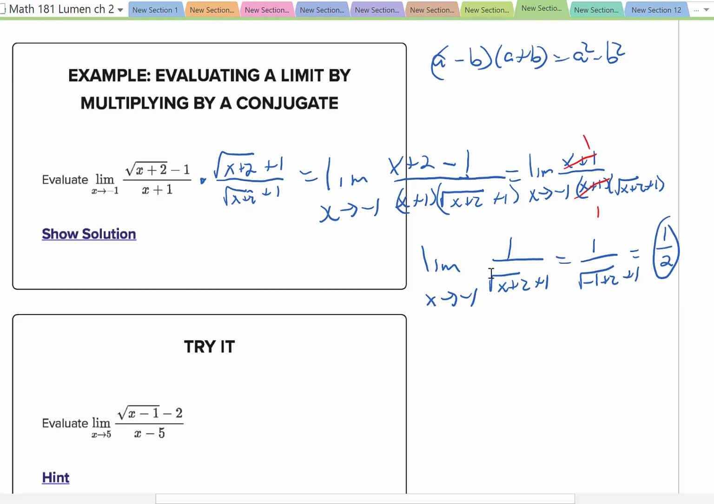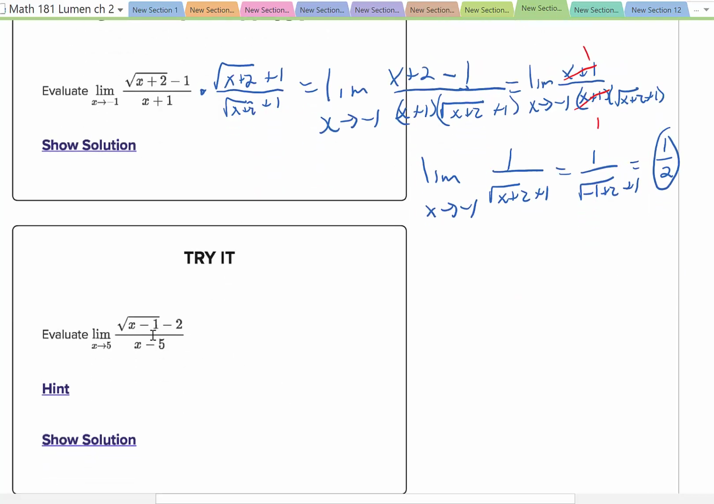Okay, let's try another one like that, where we're going to deal with having a conjugate. And the goal is, hopefully, with that conjugate, that you have something that's going to divide out of the numerator and gets rid of that 0 that you might encounter with the denominator. This is another example. If I put the 5 in the place of the x up on top, I'm going to have 5 minus 1 is 4. Square root of 4 is 2. 2 minus 2 is 0. Down below, 5 minus 5 is 0.